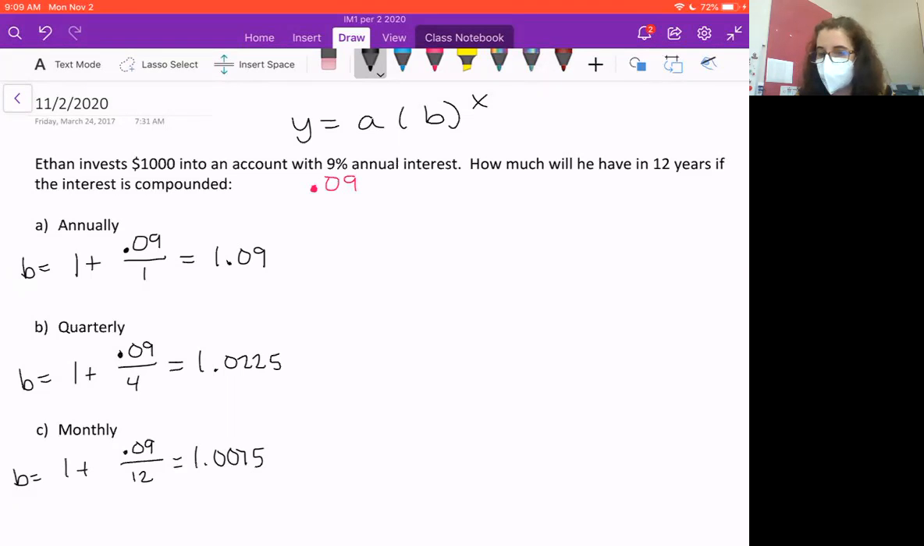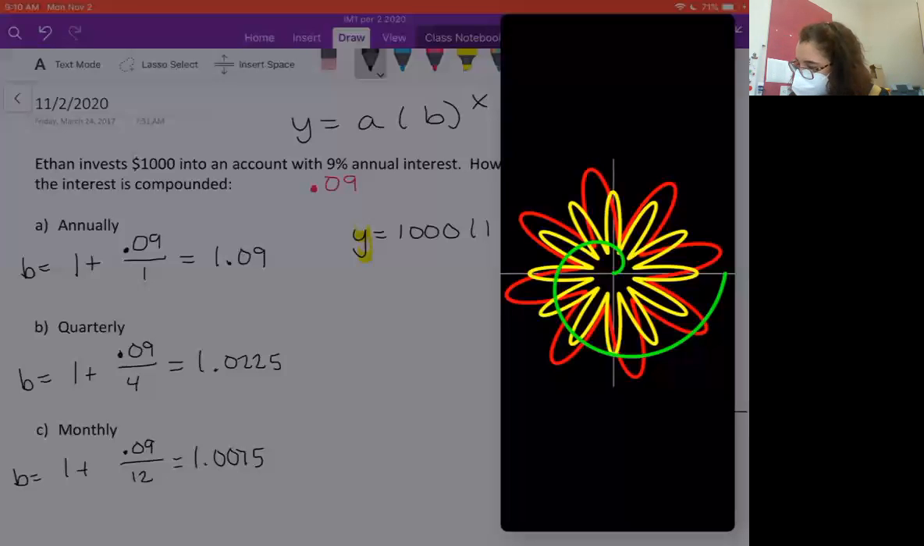So for the exponent, we are going to have the number of periods. So everything's going to be measured in the number of periods in 12 years. Part A, our periods are yearly, annually. In 12 years, there are 12 years. So the amount of money he would have would be y equals $1,000 times 1.09. He's going to get 12 interest payments because he is getting his money compounded once every year for 12 years. So the bank is going to pay him 12 different times.